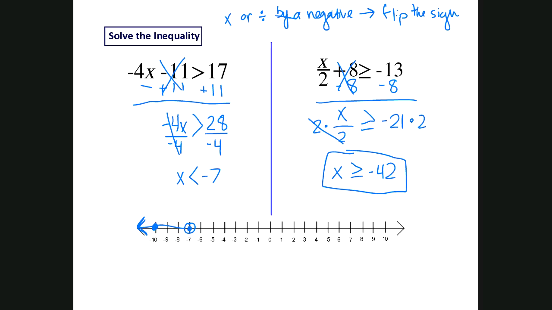Okay, so that's solving inequalities. Negative 42 is not on my number line, so I'm not going to do it. But if you wanted to check your answer, you could plug in a number that's greater than or equal to negative 42 and make sure that it still works in this equation, and that's how you can check your answer.